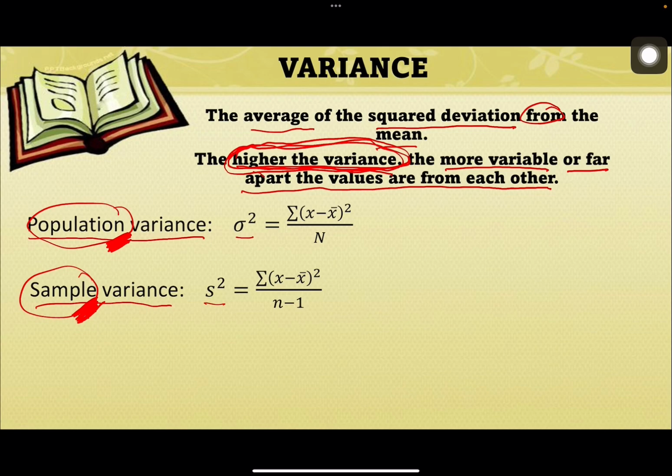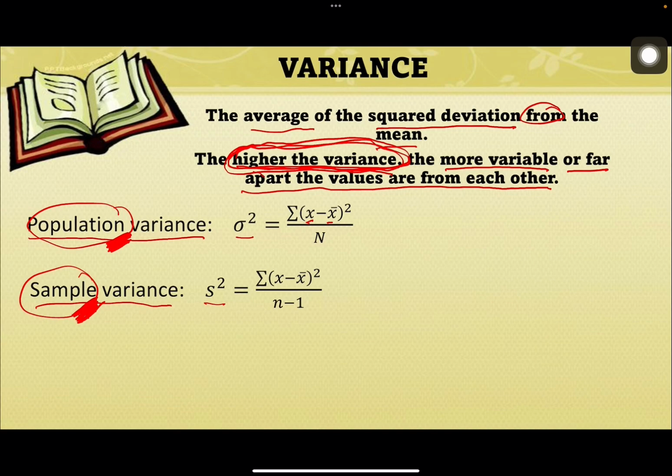And ang formula ay summation ng squared deviation. So, meron tayong x minus the mean. So, mamaya yung x, ima-minus natin yun yung mean. And then we get the square. At i-add natin yun lahat. Then divided by the total number of population.